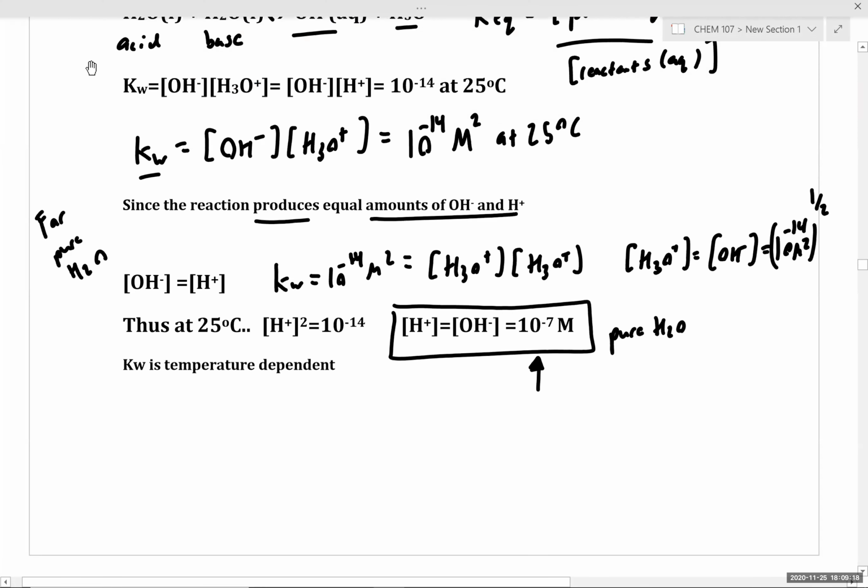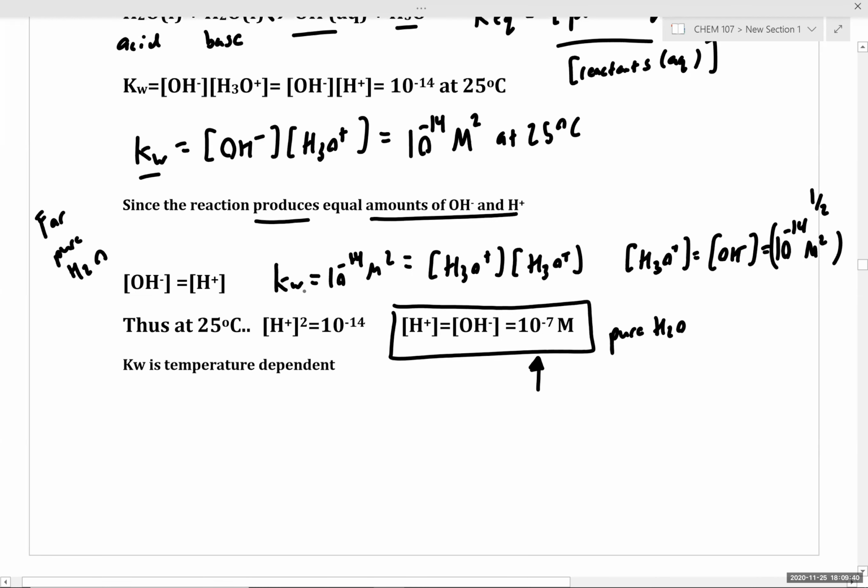Does that idea make sense to everyone? Professor, what's the answer that you have, 1 to the negative 14? What is that at the bottom? So this is 10 to the negative 14th. Oh, this comes from Kw. Okay, 10 to the negative 14. Yeah, so 10 to the negative 14th molar squared is Kw.